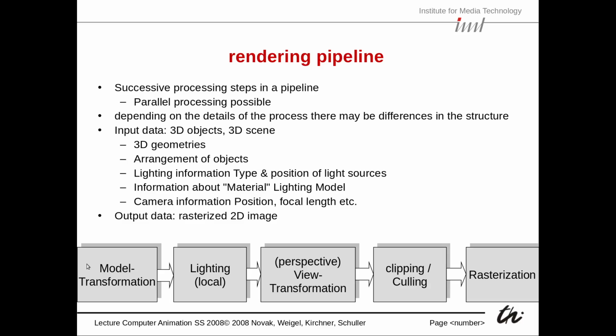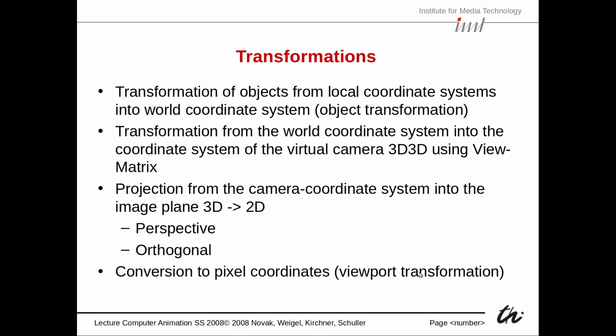So here you can see it. We have the model. So here we have a transform to transform the local 3D model to the world coordinates. Then we have lighting, our virtual light. Then we need to have in this camera the view transformation, clipping, coloring, and rasterization. So what is this? So first the transformations.